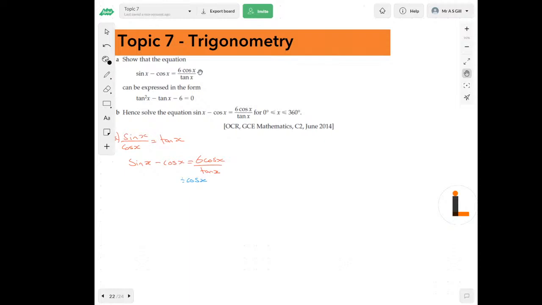And we said we get sine x over cos x, which will give us tan x, minus cos x divided by cos x will give us 1. And again, cos x divided by cos x here will just cancel. So these two cancel. So we're just left with 6 over tan x. Now we've got no other trigonometric functions. We've only got tan. So we're much closer to this format than we were to start off with. And actually, there's only a couple more steps involved.